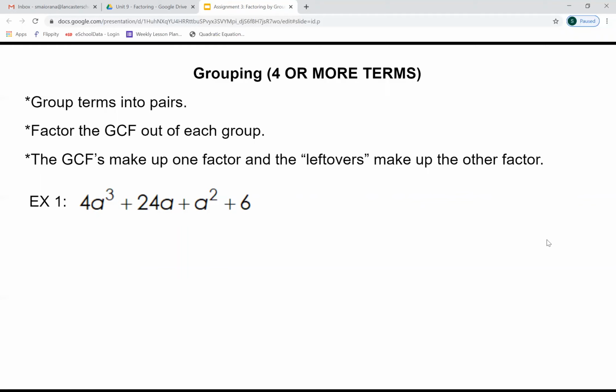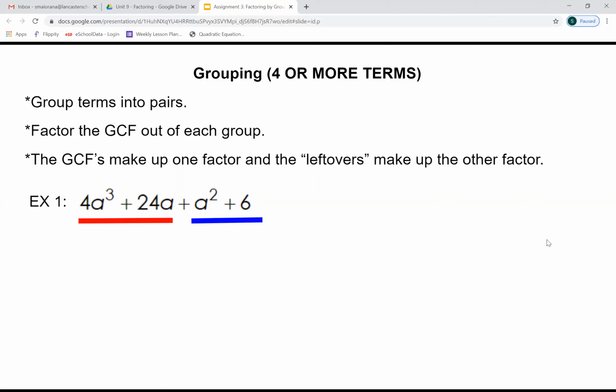So for the first example, we have 4a cubed plus 24a plus a squared plus 6. And we want to factor this by grouping. So I'm going to group the first two terms together to group them in pairs. The 4a cubed and 24a is my first group. And my second group, my pairs, is a squared plus 6. So now I want to factor the GCF out of each group.